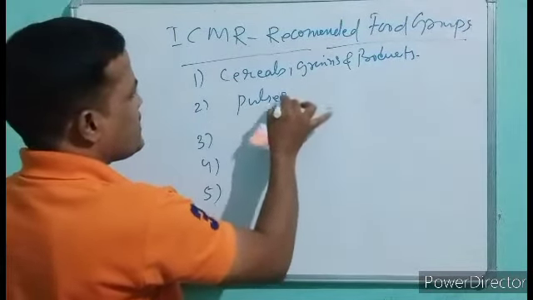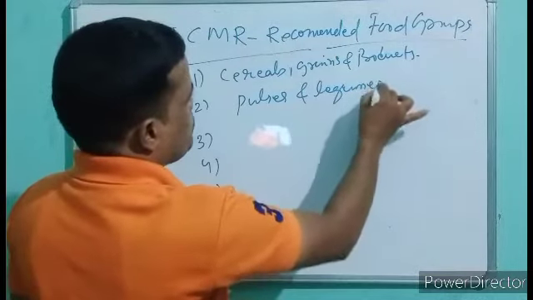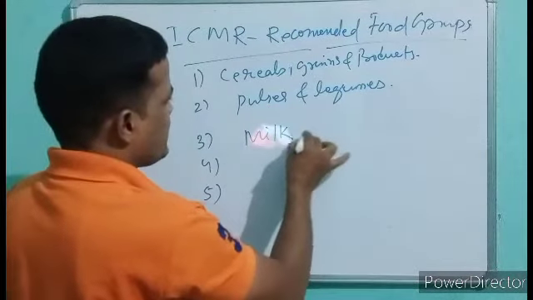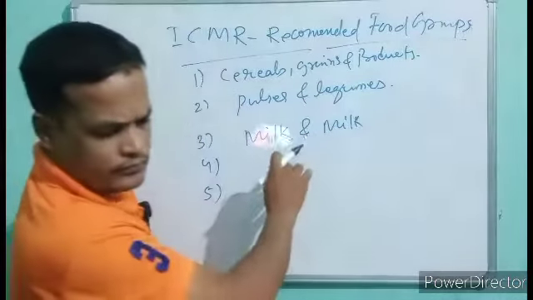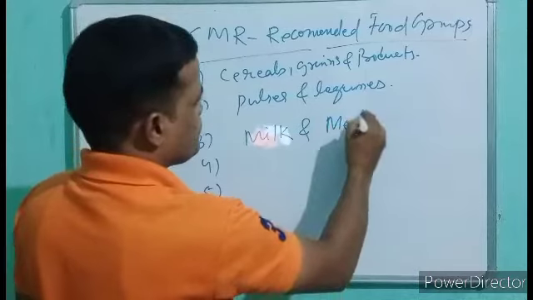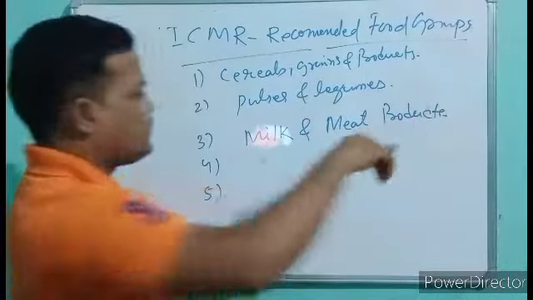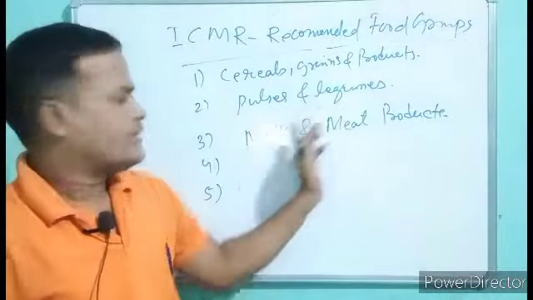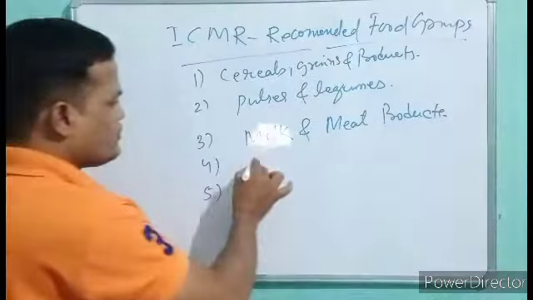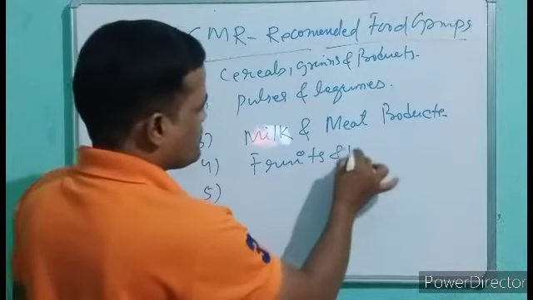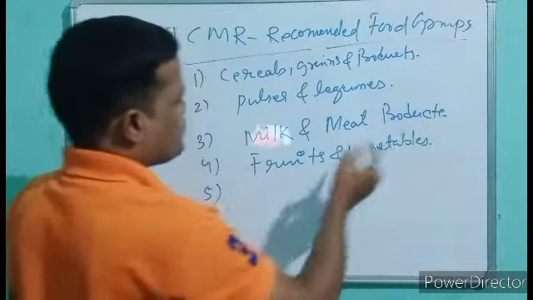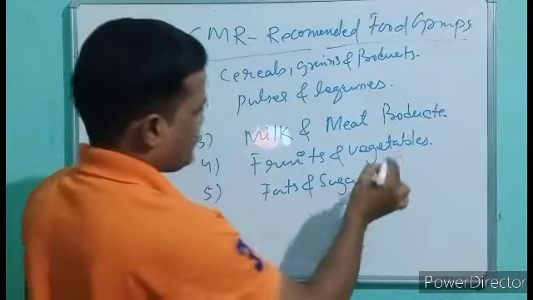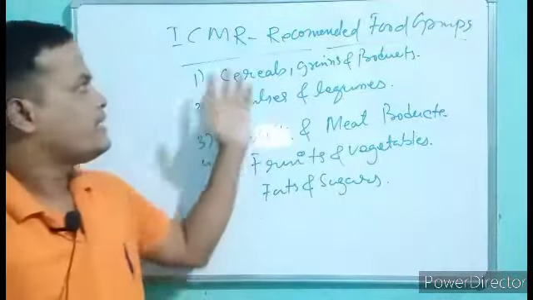Number two, pulses and legumes. Number three, milk, meat and their products. Number four is fruits and vegetables. Number five is your fats and sugar. So these are the major five food groups recommended by ICMR. What are these food groups?